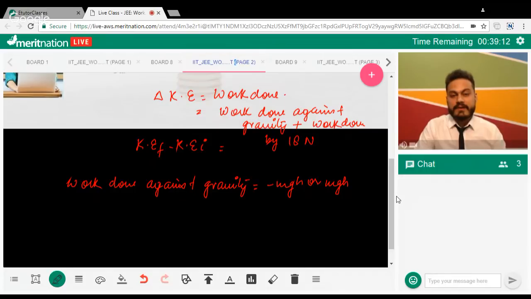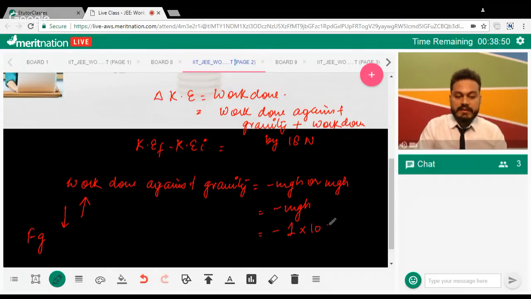It will be positive or negative. So the logic behind it is that gravitational force is downward, and the displacement is upward. That means work done against gravity will be negative, that is minus mgh.